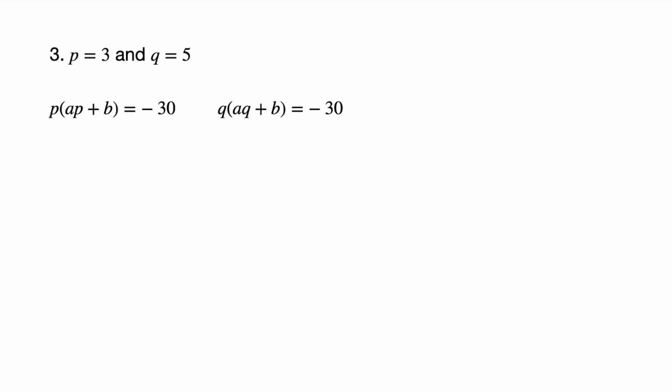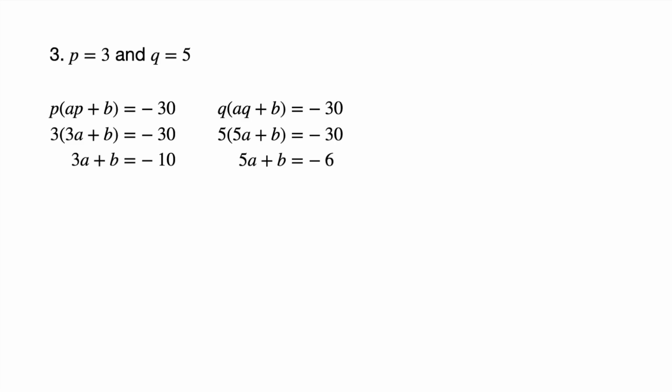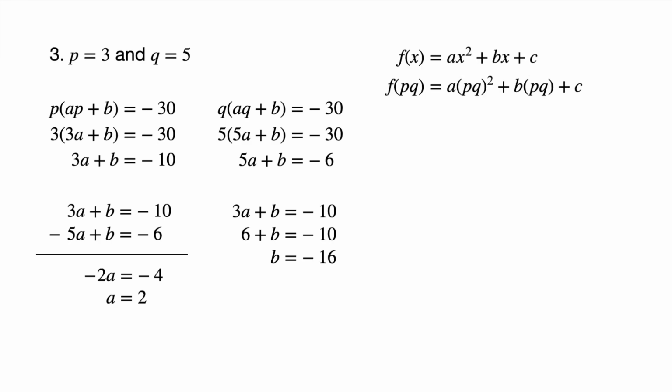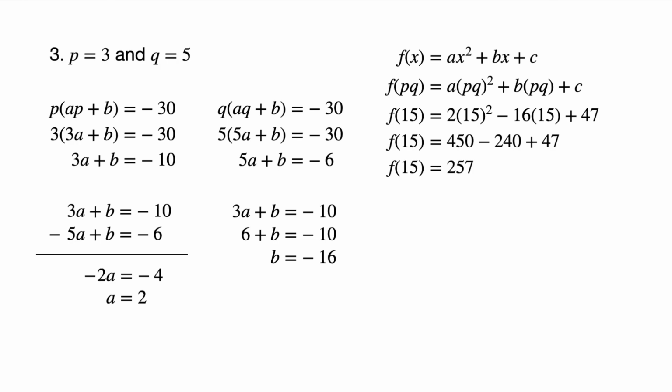For case 3, same deal. We do the equation manipulation, cancel out the b, get a equals 2, then use it to find b, which is negative 16. To our given function, and plugging in the known values. For pq, this time is 3 times 5, which is 15. And again, we plug in for pq, for a, which is 2, for b, which is negative 16, and c, which is still 47. And simplifying, we get 257.